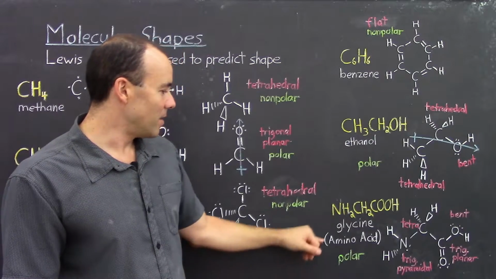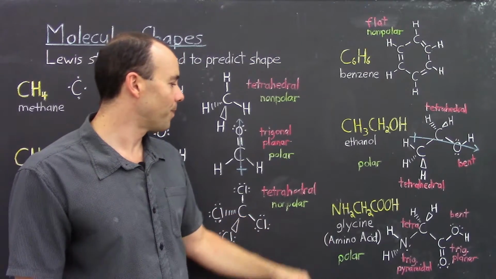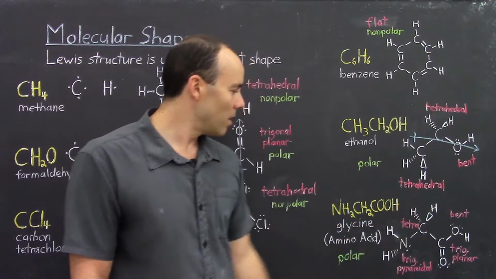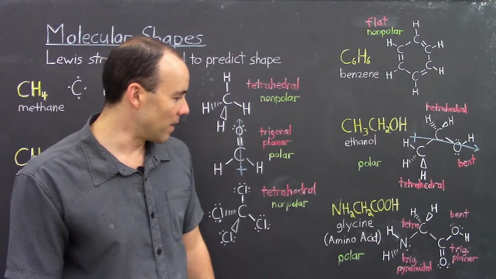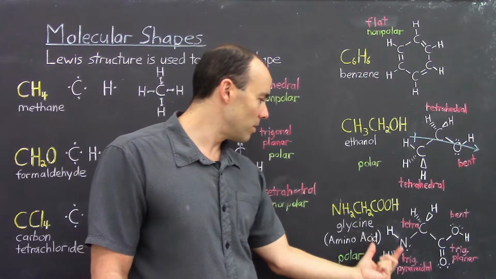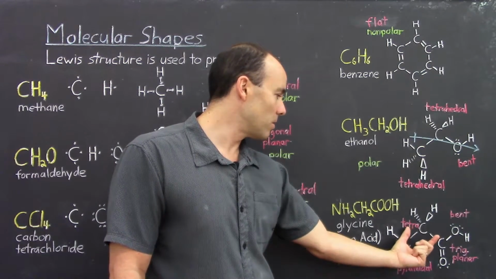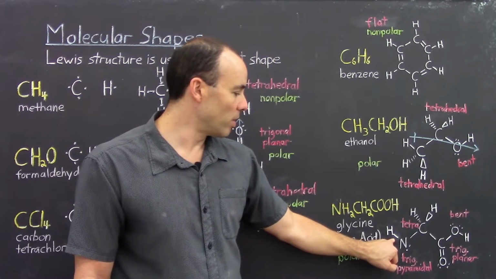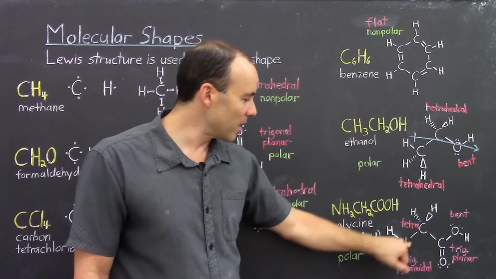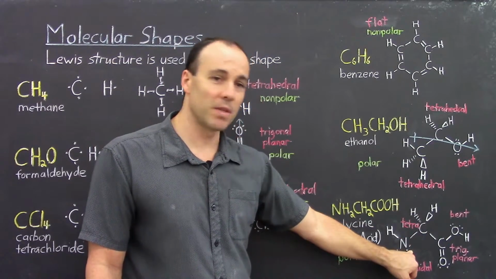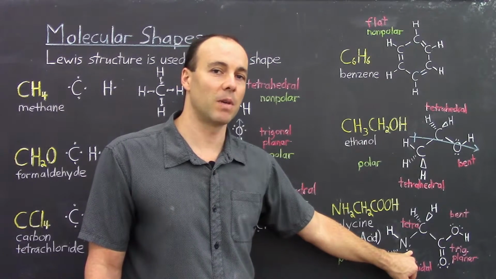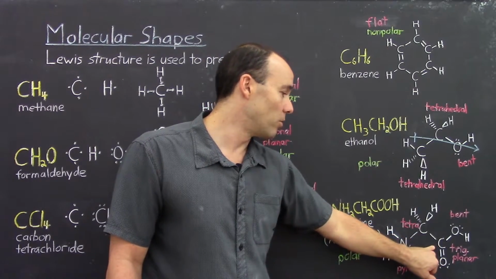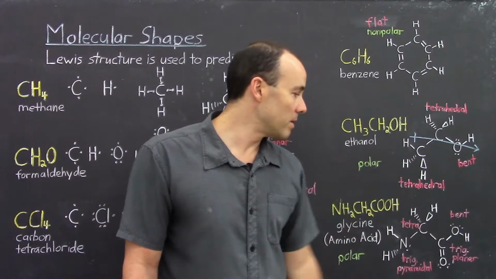The amino acid glycine is a more complicated example. The formula is NH2CH2COOH, and the structure looks like the following. You have your NH2 over here, your CH2, COOH. Your nitrogen has what's called a trigonal pyramidal structure, and that's like a tetrahedral structure except one of the positions is occupied by a lone pair, so it ends up being trigonal pyramidal. This is a tetrahedral carbon, a trigonal planar carbon, and then a bent oxygen.